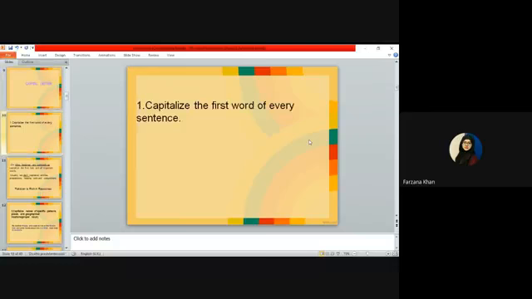Well, the first rule of capitalization is to capitalize the first word of every sentence. This is basically a very important and a very easy rule. And all of you are pretty clear about this rule, that whenever you start any sentence, the first letter of that sentence will be capitalized.